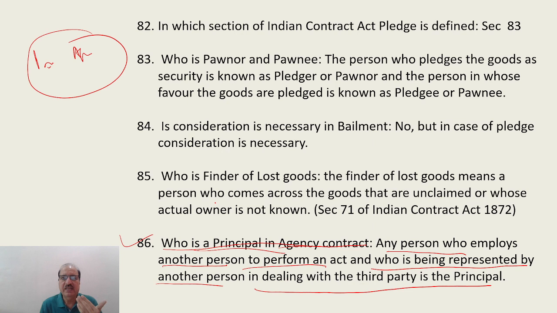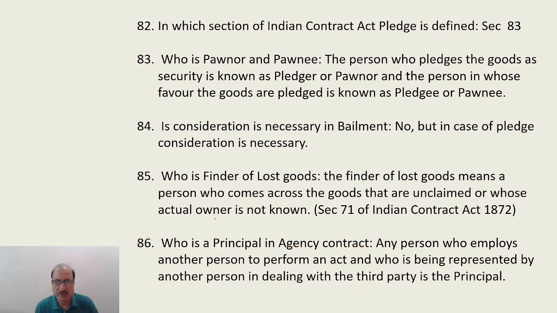Who is principal? Principal is any person who employs another person to perform an act and who is being represented by another person in dealing with the third party. So we have done 82, 83, 84, 85, 86. Now we'll go to the next.